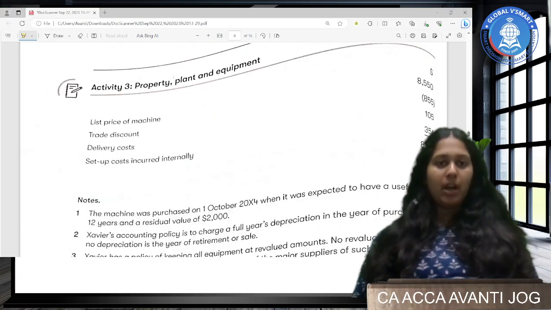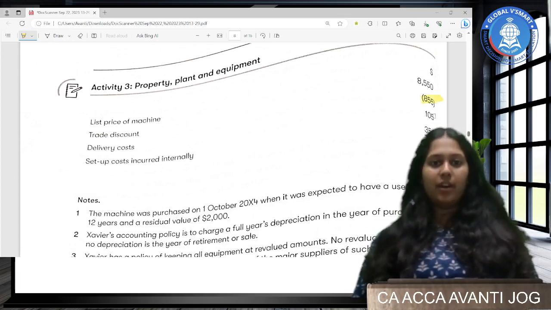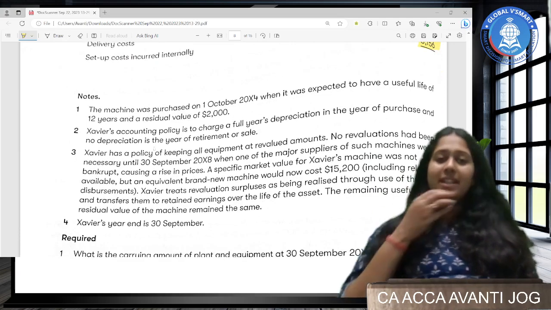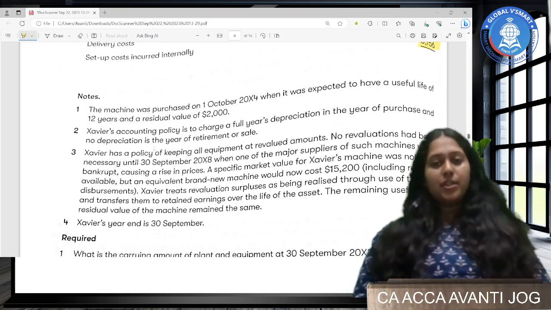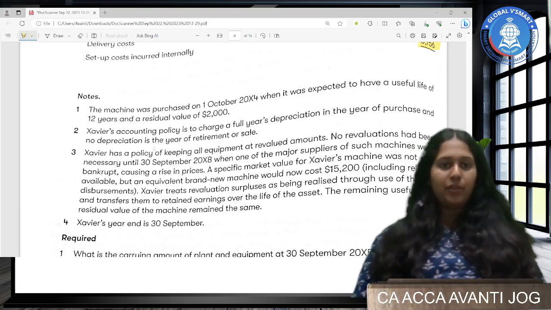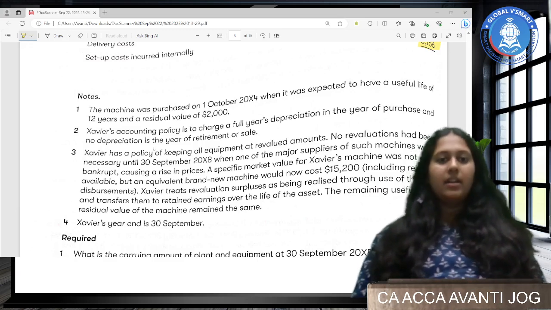Activity 3. So, aapko list price diye, discount diye. Discount will be deducted. Delivery cost added. And setup cost also added. Okay. The final cost of the asset diya hai. Theek hai? This asset was purchased on 1st of October 2014, and useful life of 12 years, scrap value of 2000. We are going to depreciate in the year of purchase fully, and no depreciation in the year of sale.